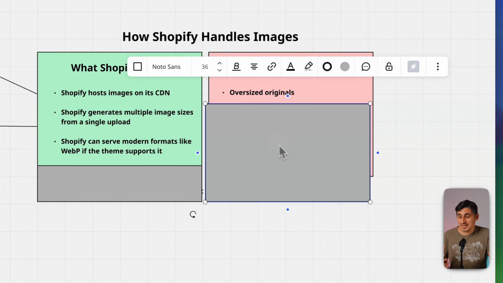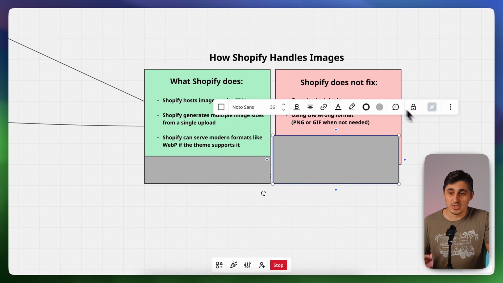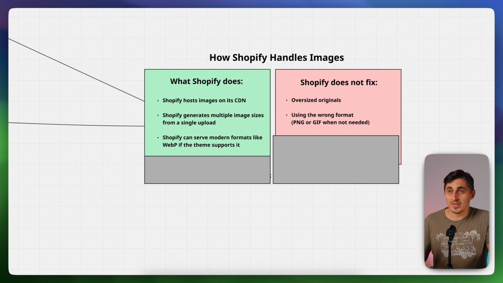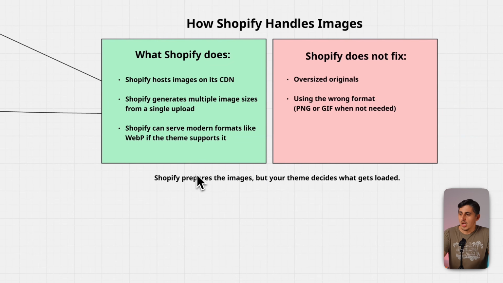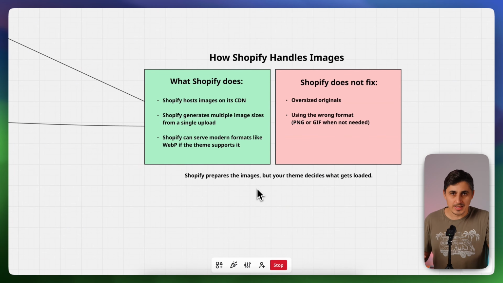What Shopify might not be able to help you with is the format you're uploading the images in. And we're going to talk about later what format you should use in what context. But if you use PNG in the wrong context, or if you use GIF in the wrong context, then Shopify might not be able to help you. You will just have to replace those images. So what actually happens is that once you upload an image, Shopify prepares it in a way so it sends it to the right servers, but your theme will decide what gets displayed in the front end.